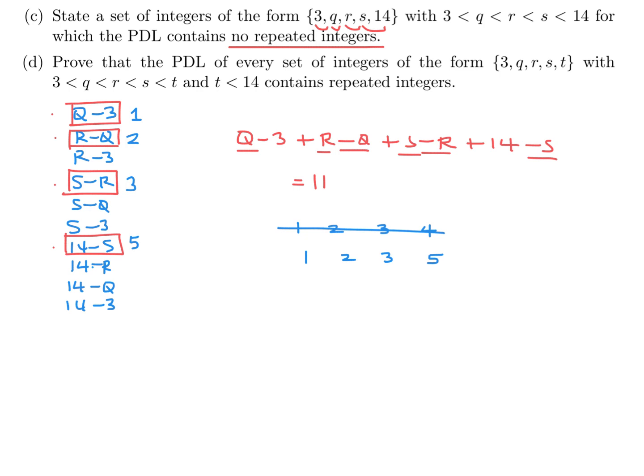Let's see if that specific arrangement gives us what we need. If Q minus 3 is equal to 1, that means Q is equal to 4. If R minus Q is equal to 2, that means R would be equal to 6. If S minus R is equal to 3, that means S would be 9. And if 14 minus S is 5, that means S is 9.